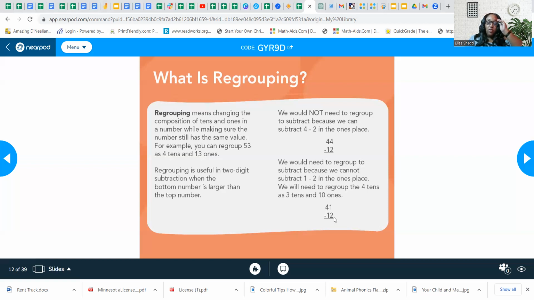Okay? So there's a special rule. I know you're thinking if you see 1 minus 2, just flip it. You can't flip it this time. You have to do something special called regrouping, or what else in class? Borrow. Yes, borrow. Good job. But the word we're going to use today is regrouping.